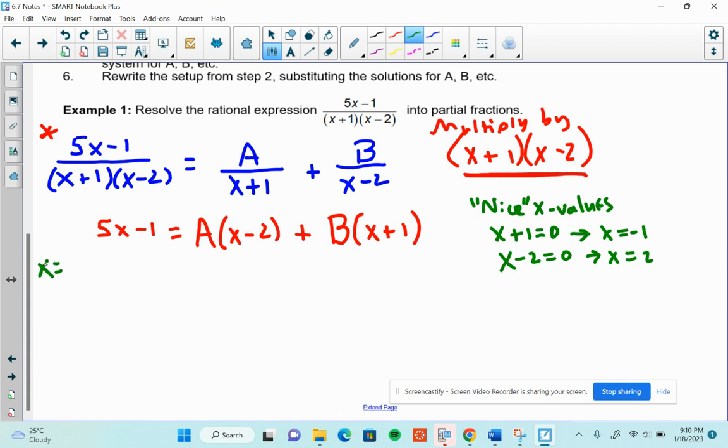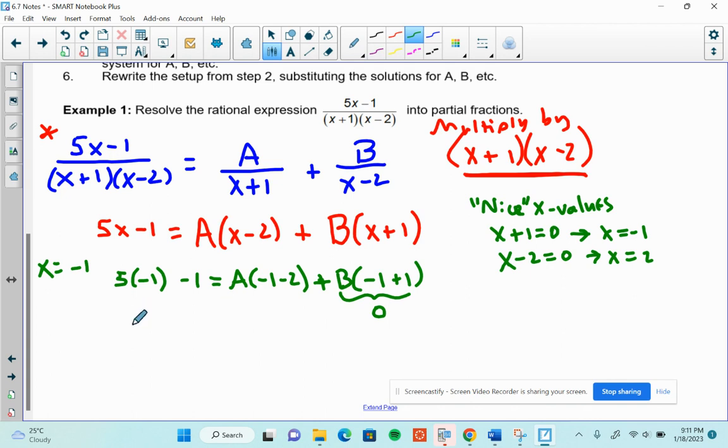So over here, I'm going to plug in x equals -1. I'm just going to plug it into this equation, the equation there in red, and on the other side of the equation as well. So we have 5 times -1 minus 1 equals a times -1 minus 2 plus b times -1 plus 1. Well, the reason this is going to work nicely is this is going to be 0 right here. -1 plus 1 is 0. 0 times b is still 0. So that goes away. And in the future, I won't even write that last one. The one that's 0, I won't even write it.